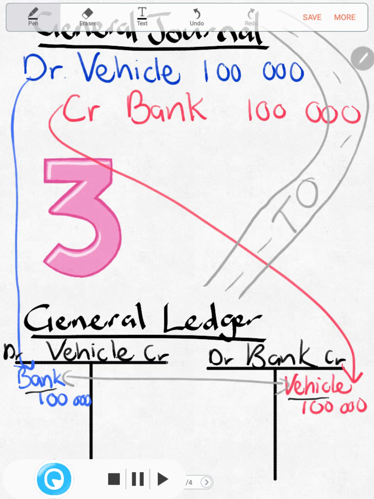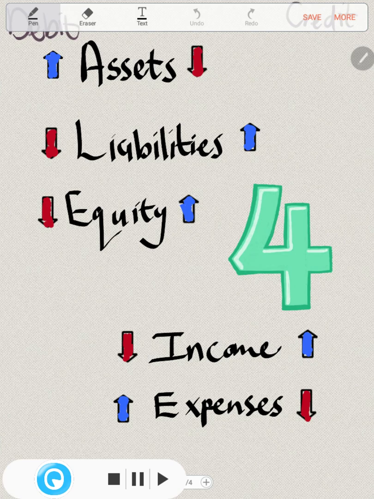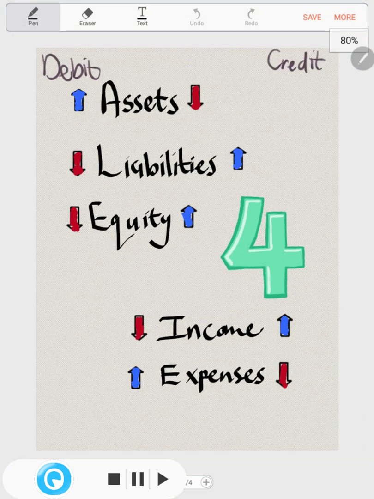And then the fourth very important principle that everybody that does accounting needs to memorize and know by heart is this screen that you've got here. You need to know this. Assets increase on the left-hand side, so on the debit side. Liabilities increase on the credit side in the ledger. Equity increases on the credit side, income on the credit side, and expenses on the debit side.